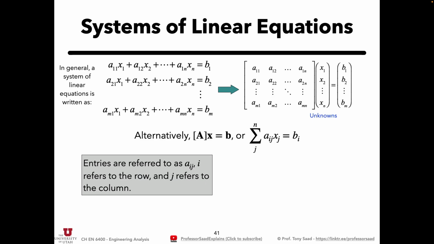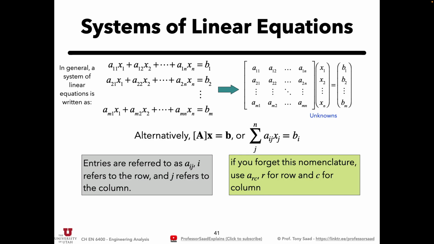But if you're like me and you forget things, and I don't like this notation, instead of calling it AIJ, I call it ARC, arc or A row column. Okay, so the first index is row, the second index is column. If you forget what AIJ is, just call it arc, ARC, row, column. First index is always row, second index is always column.